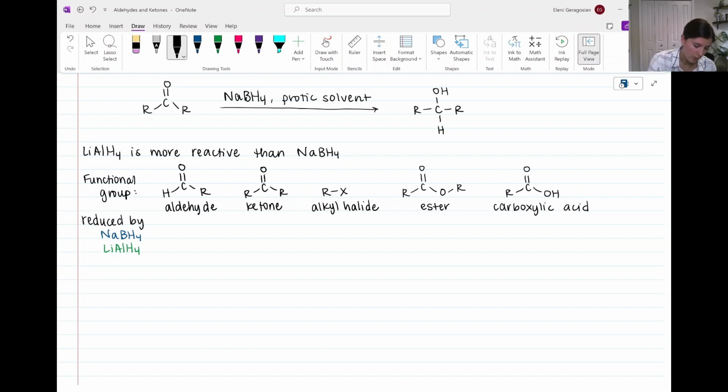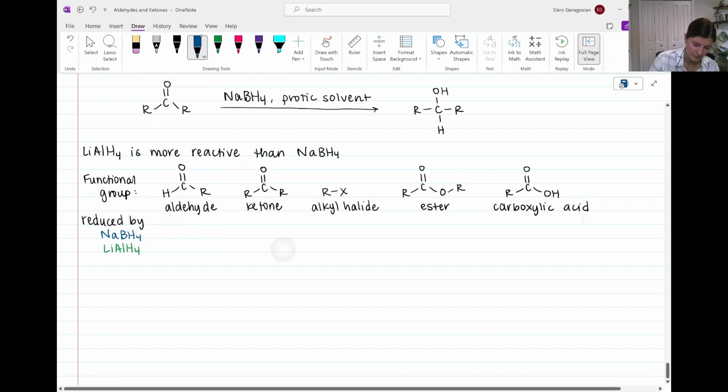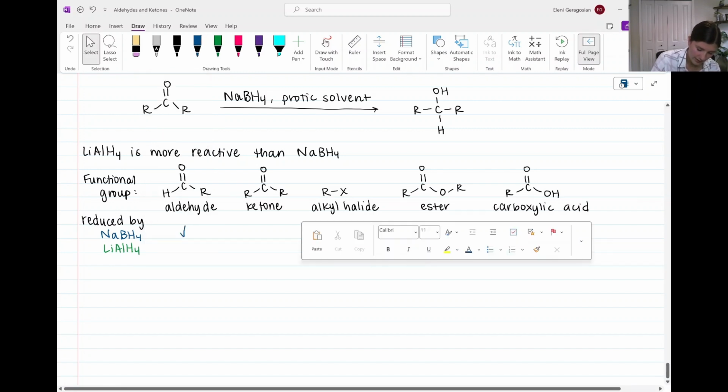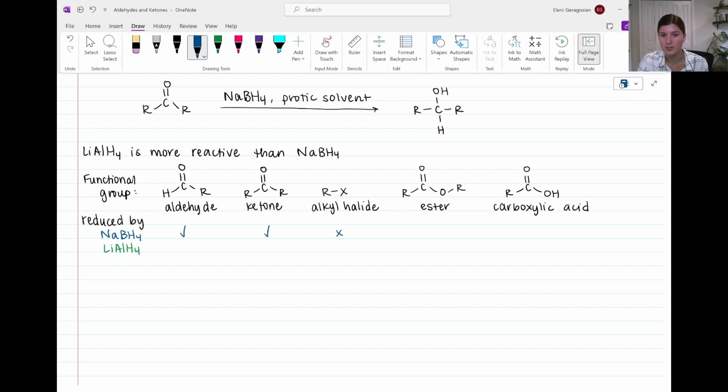So sodium borohydride, we know that can reduce aldehydes and ketones. That's what the previous video was about. So it can reduce both aldehydes and ketones, but it's not a strong enough reducing agent to reduce an alkyl halide, an ester, or a carboxylic acid.